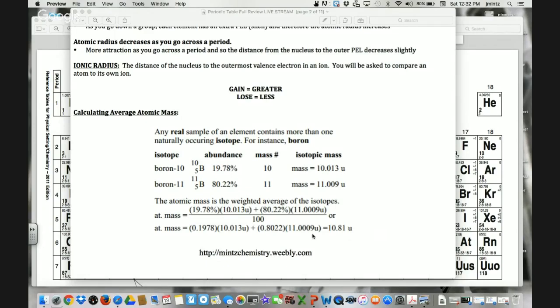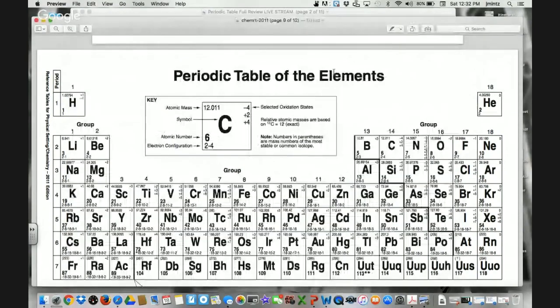Other things I want to draw your attention to while we're here is the atomic mass unit. 1 U is equivalent to 1/12 the mass of carbon-12, all right? And here's how you can memorize this. Notice how they give you the key. 1/12 of a carbon is 1 atomic mass unit, okay?